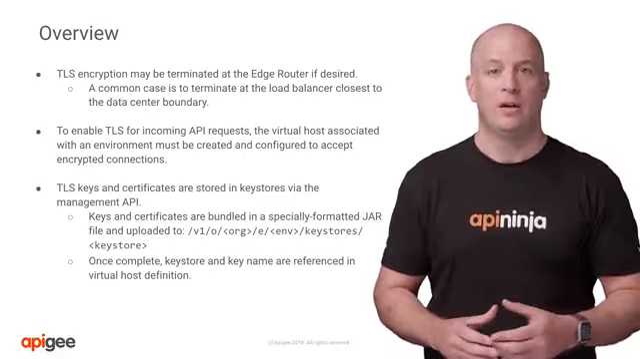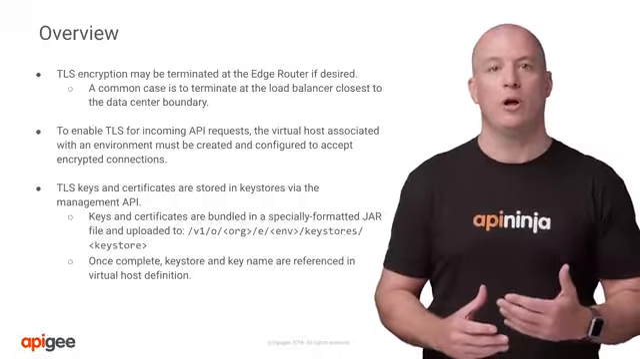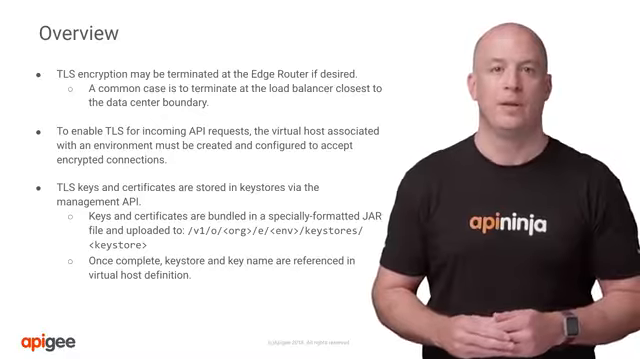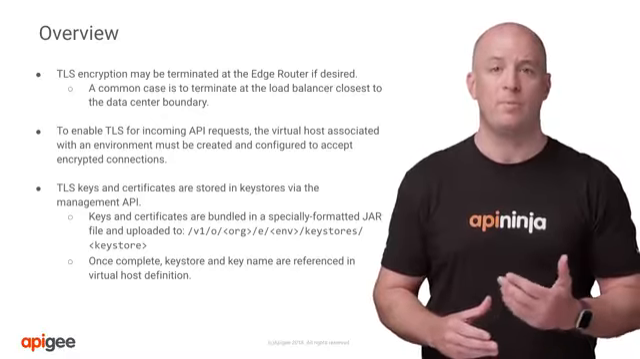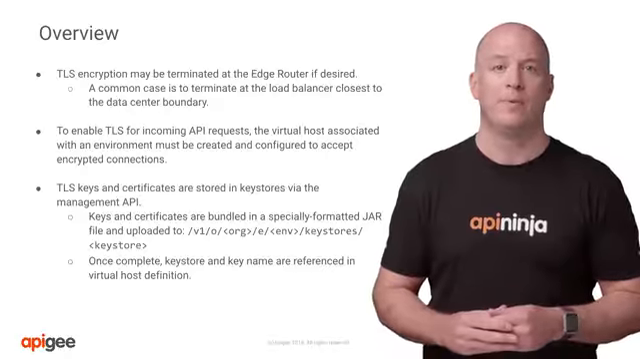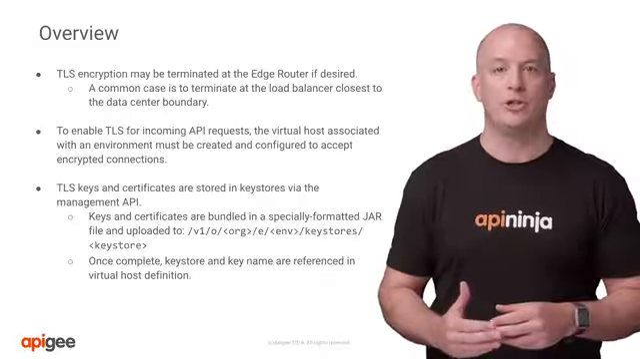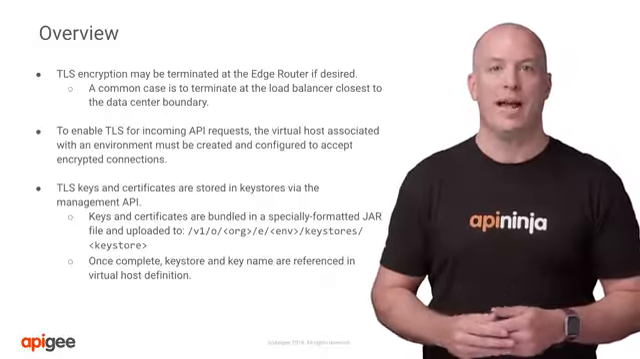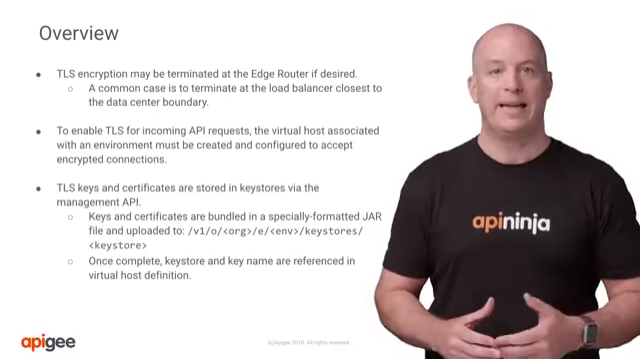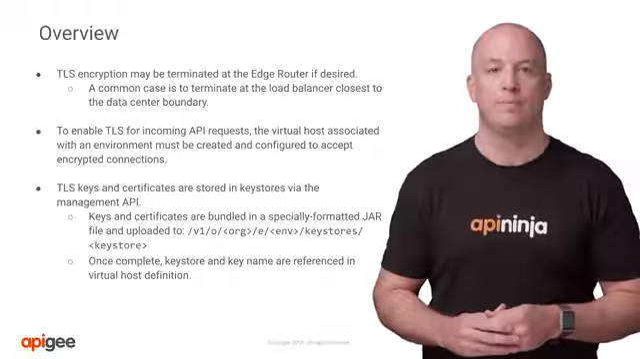To do this, for each environment you wish to secure, you create a new secure virtual host that is configured to accept encrypted connections. TLS keys and certificates are stored in key stores and managed via the Management API. The keys and certificates are first bundled into a specially formatted jar file and then uploaded to Edge using the Management API. Once in place, the key store can be referenced when creating new virtual host definitions.